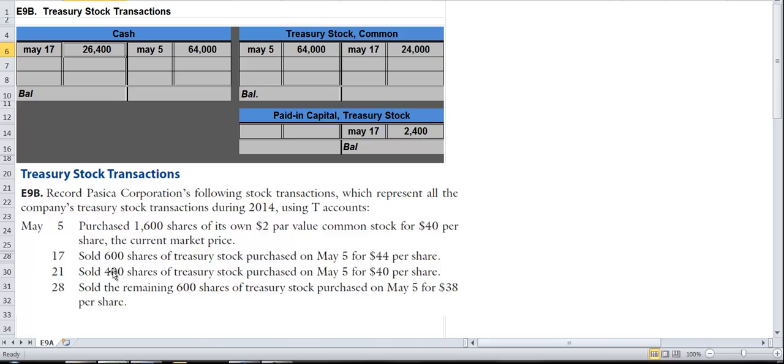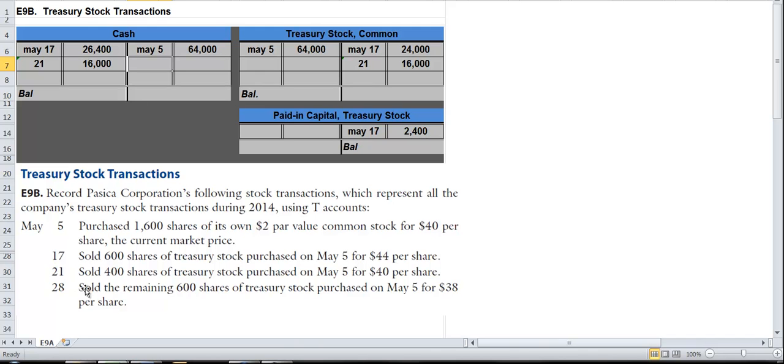Then on the 21st, I sold 400 more shares of our treasury stock purchased on May 5th for $40 per share. So now I'm selling them for exactly what I bought them for. So we're not going to have any addition to paid-in capital for our treasury stock. If I sold 400 shares on May 21st, my 400, this is always times our $40 per share, is $16,000. And that's exactly how much cash I received too, because I sold them for $40 and I bought them for $40. So on the 21st, I have $16,000. So I broke even on the 21st. I didn't make any money and I didn't lose any money.